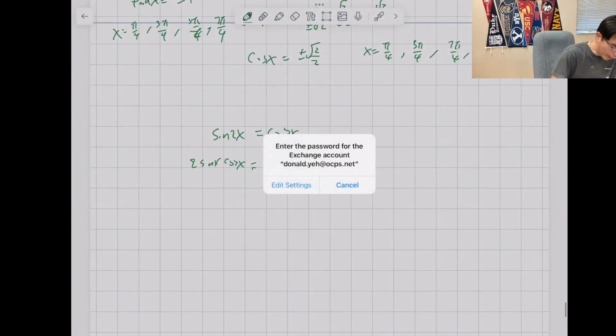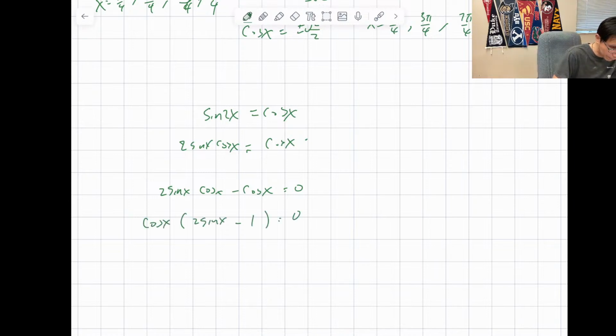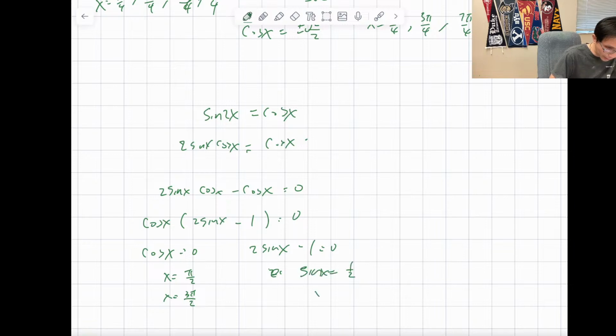So therefore, you're going to have 2 sine of x cosine of x minus cosine of x equal to 0, and you factor out cosine of x. Cosine of x is equal to 0, and 2 sine of x minus 1 equal to 0. x is equal to pi over 2, x is equal to 3 pi over 2. 2 sine of x equal to 1, so sine of x is 1 half. x equal to pi over 6 and 5 pi over 6.